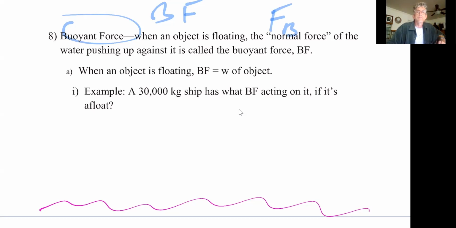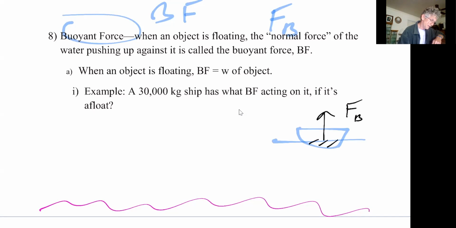Okay, BF is pretty big. If you had an object that's floating, let's say a boat, only part of it's underwater, and that part underwater is experiencing an upward force called the buoyant force. And if you're floating, you should realize that the buoyant force has to be equal to the gravitational force, which I just call weight, little w. So whenever something's floating, the buoyant force is equal to the weight.